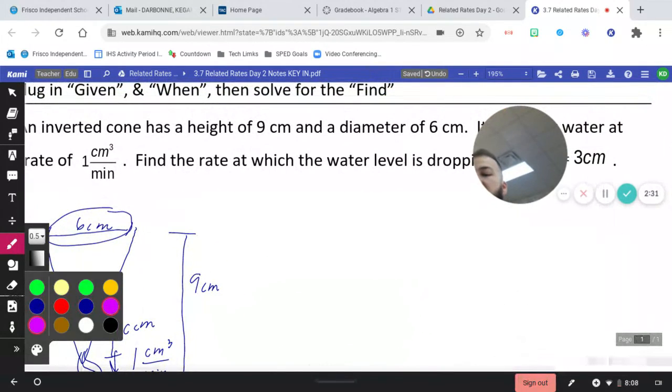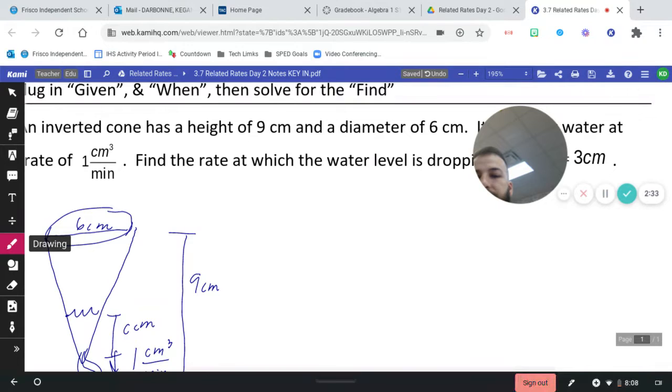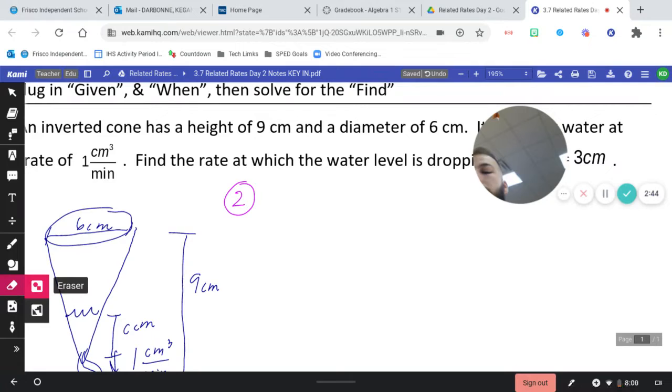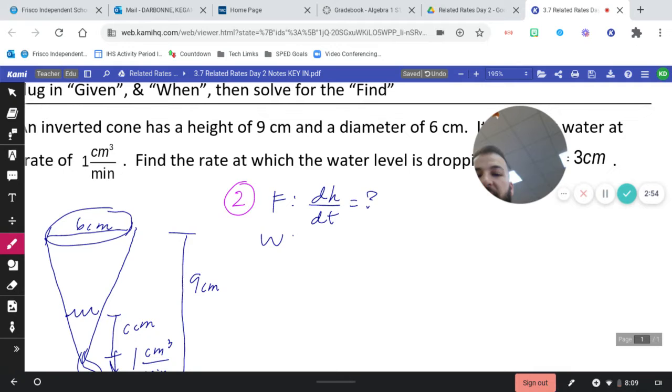So step 2, we're going to fill out our FUIGI. What do we want to find? The rate at which the water level, so water level is the height of the water, is dropping. So I want to find my dh/dt. When do I want to find it? I specifically want to find it when h is equal to 3 centimeters.